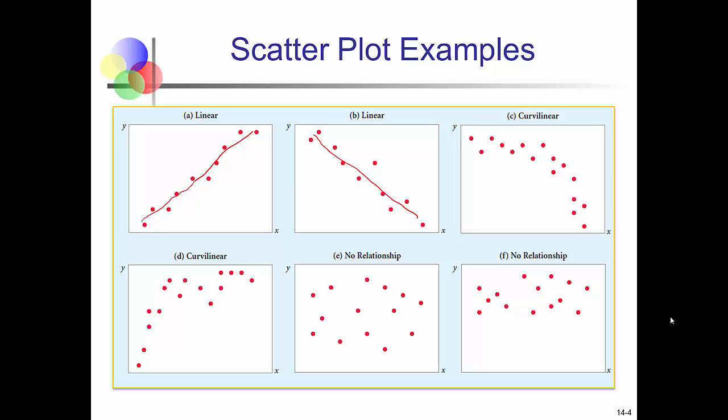Graph C shows a curvilinear relationship. If we were to approximate this, we would get sort of a curvy line, and that would have a negative relationship between the x and the y. In graph D, we see a positive but curved relationship between the x and the y. In graphs E and F, there's no relationship between x and y.